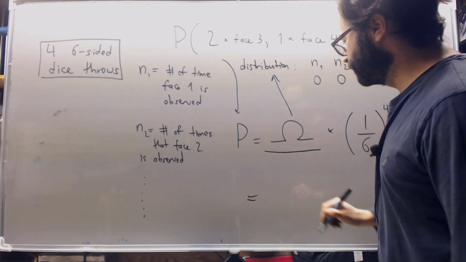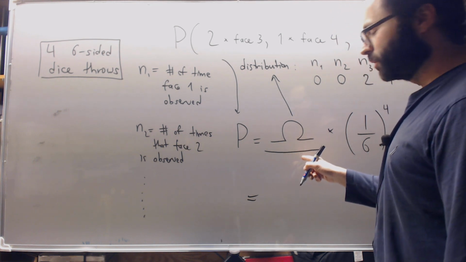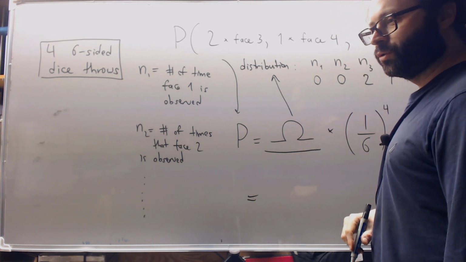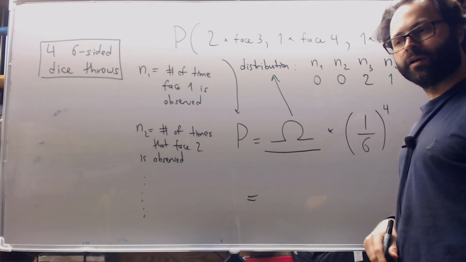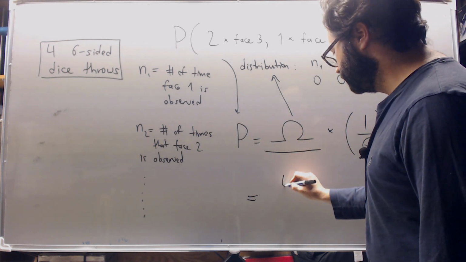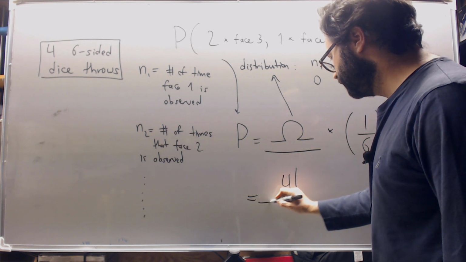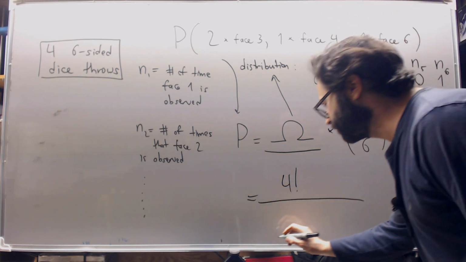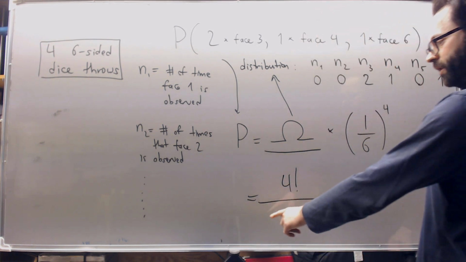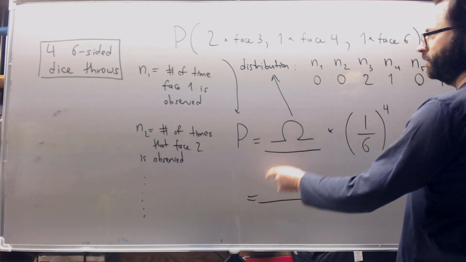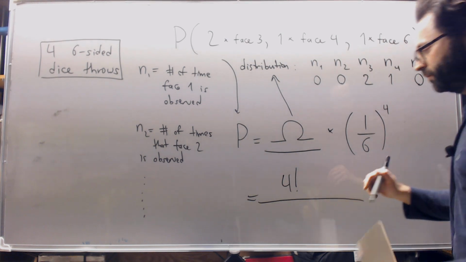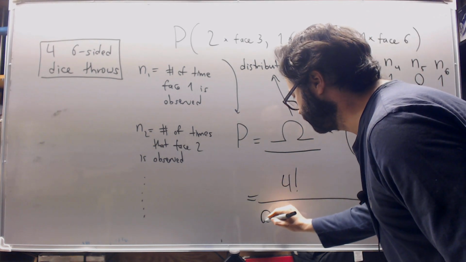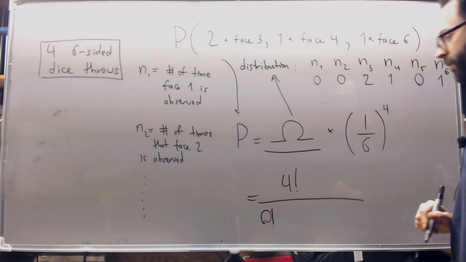This omega looks like before. In the numerator goes the total number of objects factorial. The objects we have in mind are the 4 distinguishable dice throws. 4 factorial. Now, the distribution should look like this. In the first category, face 1, I have nothing, according to the distribution that I'm interested in. So we get 0 factorial.